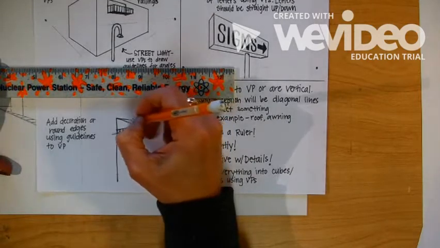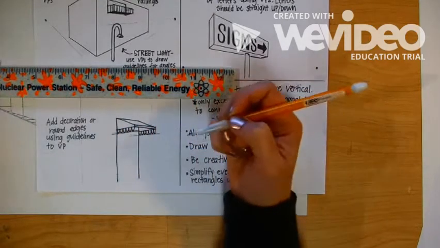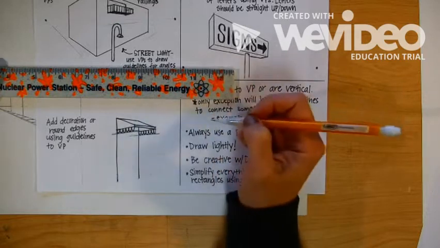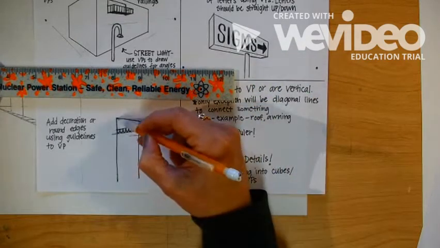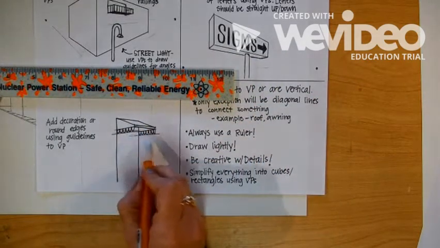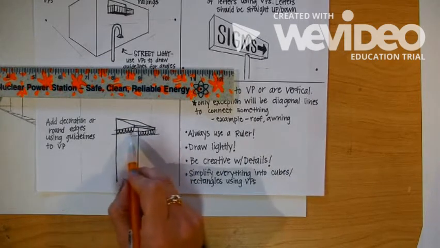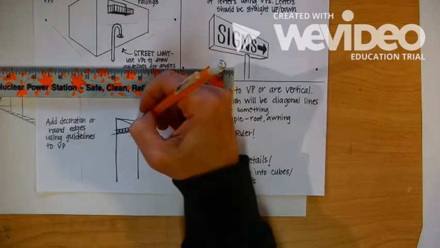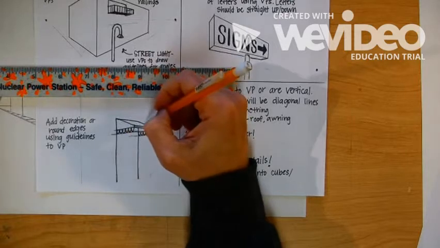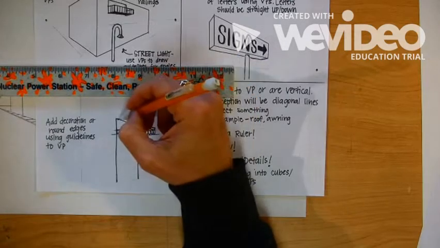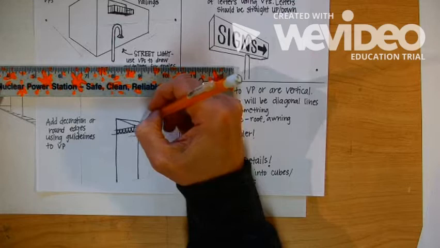Something like this diagonal line is the only time you're going to have a line that doesn't go to your vanishing point or straight up and down vertical. So this part, the bottom opening part of the awning, has used the vanishing points to create this edge where it is a diagonal line. You're just going to connect those two points together.